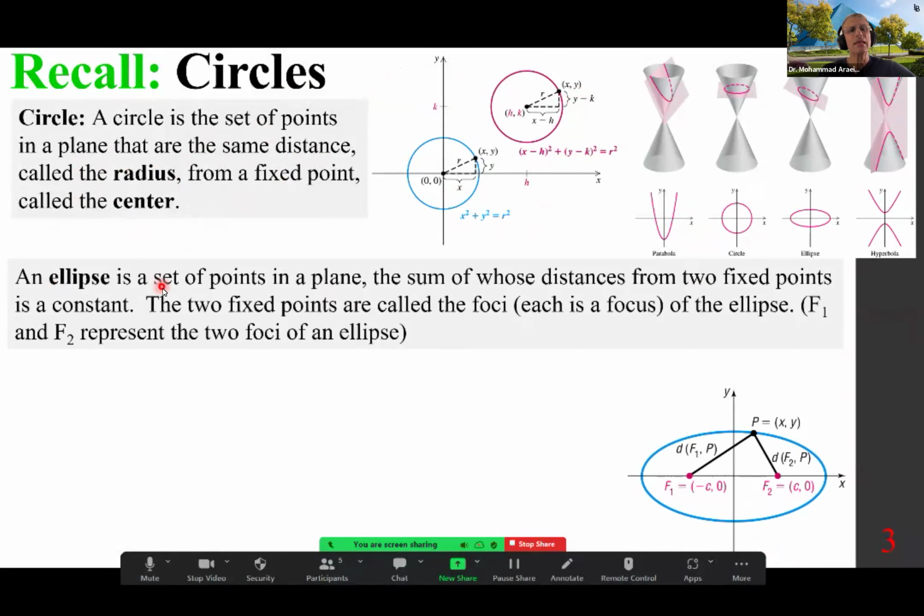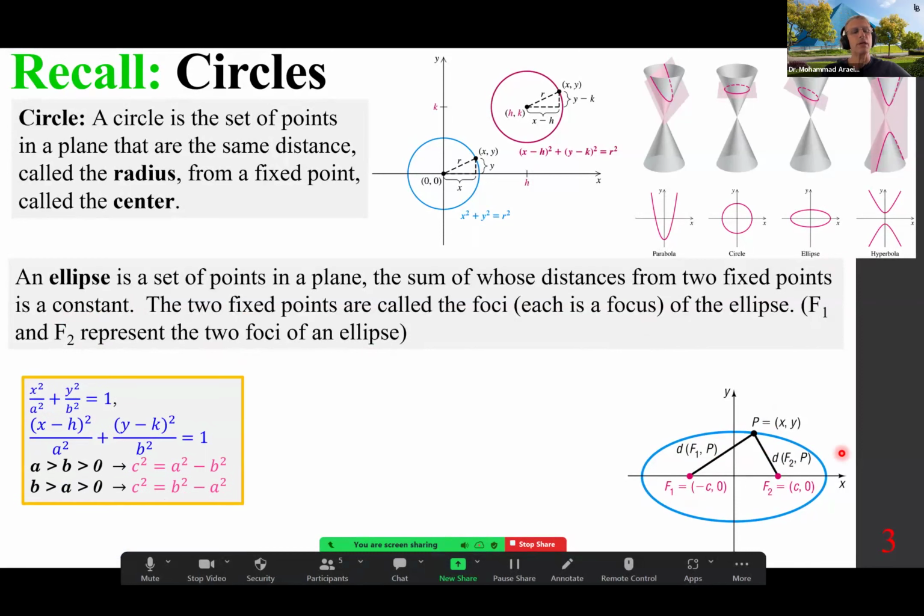An ellipse is a set of points in a plane, the sum of whose distances from two fixed points is a constant. The two fixed points are called the foci. Each is a focus of the ellipse. F1 and F2 represent the two foci of an ellipse. And the distance PF1 plus PF2 is fixed and it's equal to 2a.